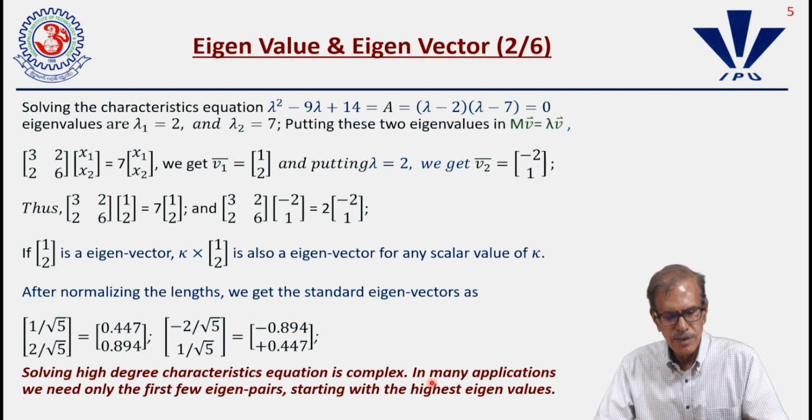And not only that, in many applications, we need only the first few eigenpairs. By first few, I mean the first few eigenpairs where the eigenvalues are in descending order: the highest eigenvalue, the second highest, the third highest. If we can calculate in that way, then in applications we really don't need to calculate all the eigenvalues and eigenvectors, or eigenpairs. Basically, if it is a 100 by 100 matrix, we have 100 eigenvalues and 100 eigenvectors, but the first 5 or 10 is sufficient for most of the analysis.